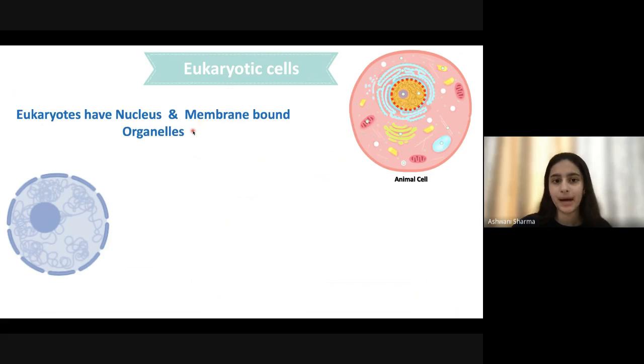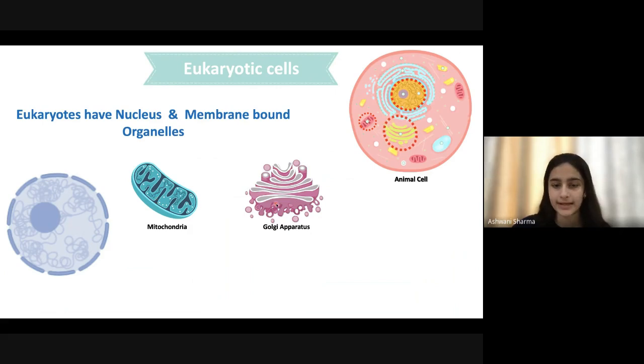Next, membrane-bound organelles. What are they? A membrane-bound organelle is an organelle which has a layer, a membrane, surrounding it. The nucleus is also a membrane-bound organelle. Over here we can see the membrane surrounding the nucleus. Other membrane-bound organelles are the mitochondria, whose main function is to provide energy to the cell to carry out all its necessary functions.